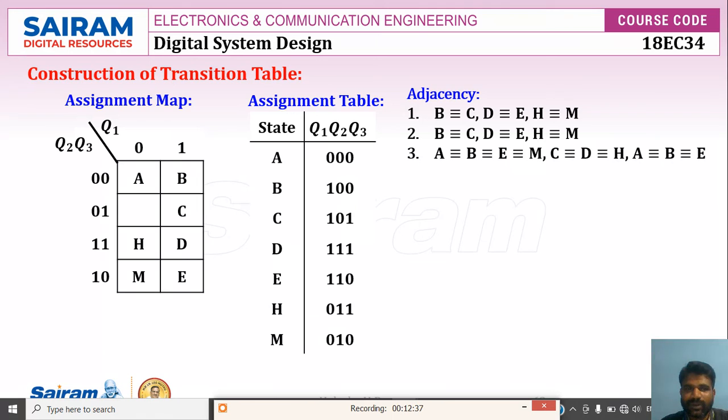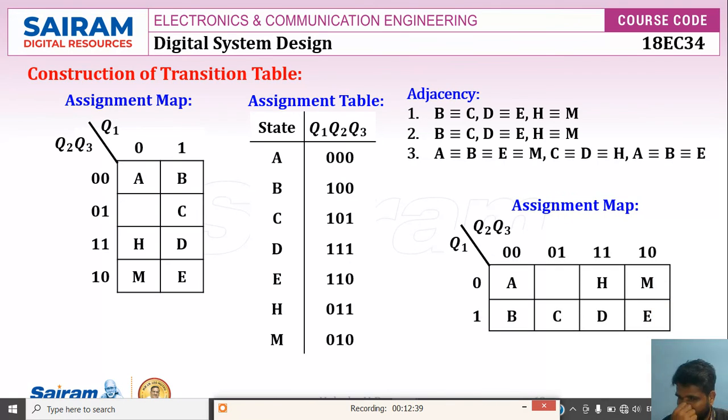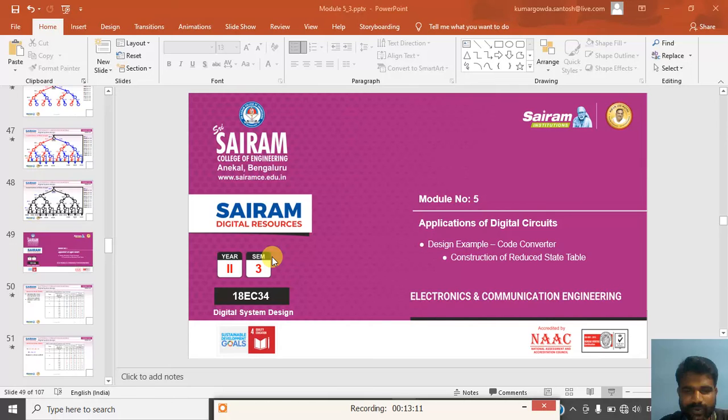So we can now draw the adjacent assignment table as 2 rows and 4 columns. These are the entries. Here also the same adjacency is maintained, and the same assignment will be obtained. Clear now? This is how we do the assignment. So with this assignment, next we construct the transition table, which I am going to explain in the next video. Thank you.